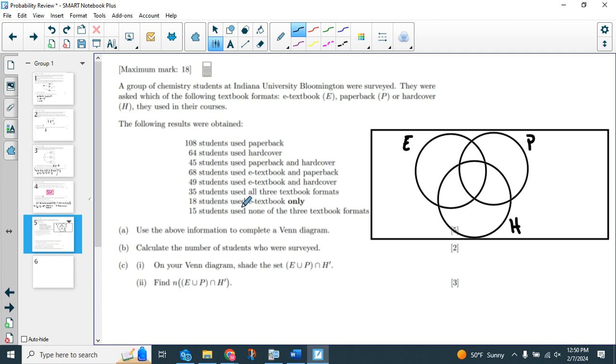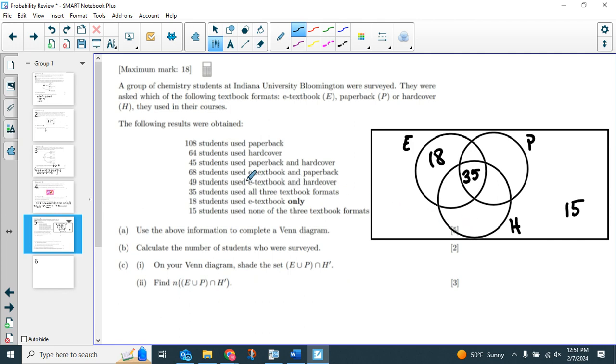So here it says 15 students used none of the three formats. So we know that 15 go out here, outside of all of the circles. 18 students used e-textbook only. So here is 18 in this section of E that is not in any overlapping areas. 35 students used all three. So 35 go in the overlapping area of all three.